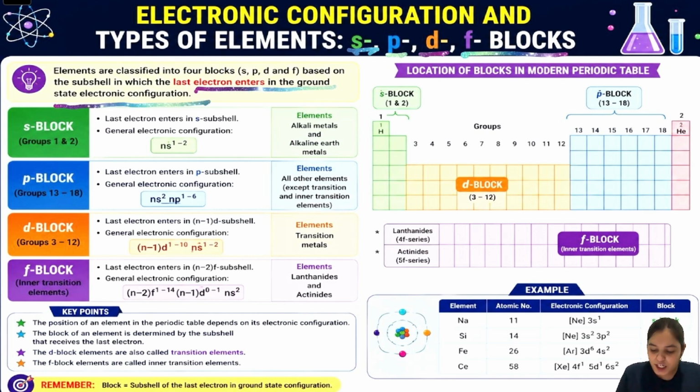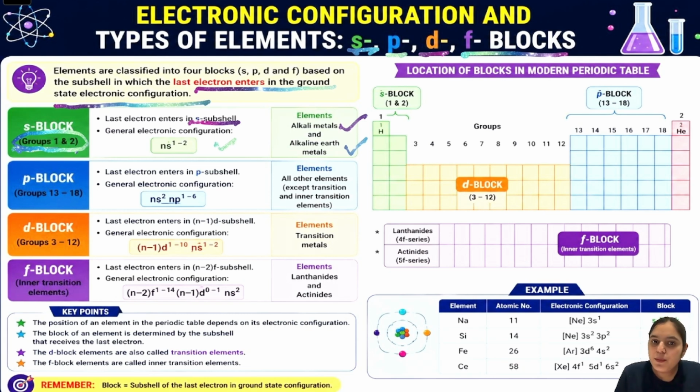Let's discuss each block one by one. First block is the S block element. The S block element consists of group 1 and 2. Here, the last electron enters the S subshell. The general electronic configuration is ns1 to ns2. This block includes the alkali metals and the alkaline earth metals.